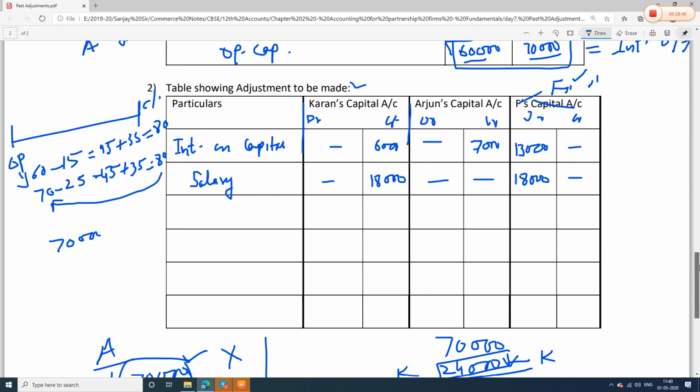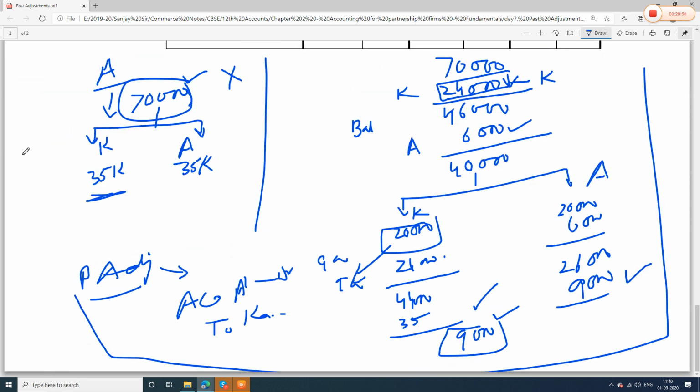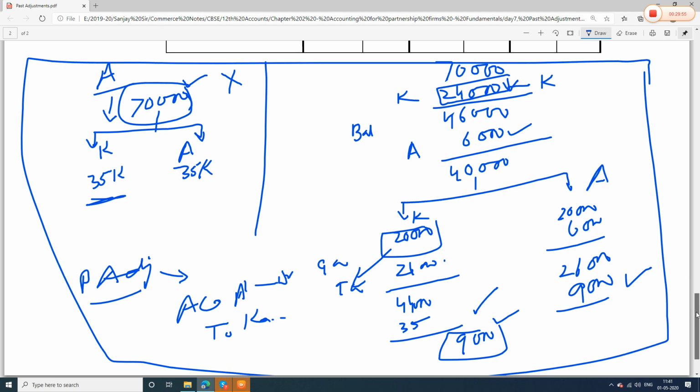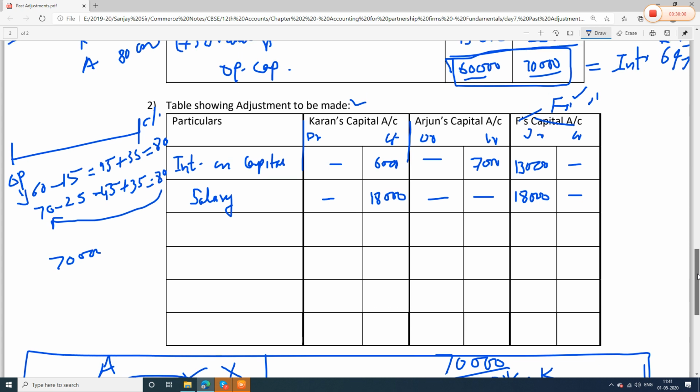Now let us go to the table. So when you do all this calculation which I just showed you in tabular form, for this calculation we have made this table. When you do this calculation in tabular form, that is the right way of doing it, and your answers will come right.